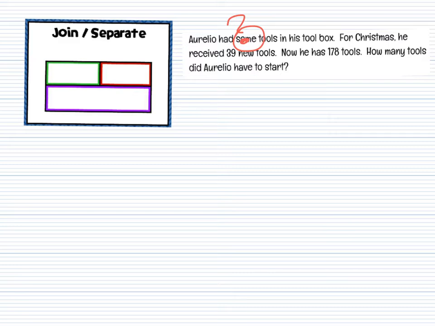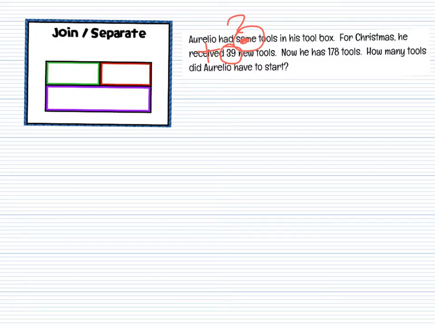Aurelio had some tools in his toolbox. For Christmas, he received 39 new tools. So received, what does that mean? It's the same as what word? That he got, right? So he got 39 new tools. So am I adding or subtracting? Good, I'm adding because he didn't give his tools away. He got more tools. So plus, circle 39 new tools.